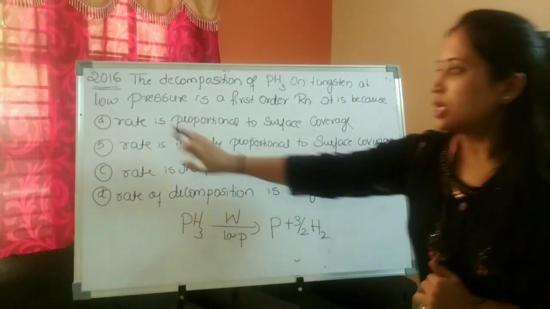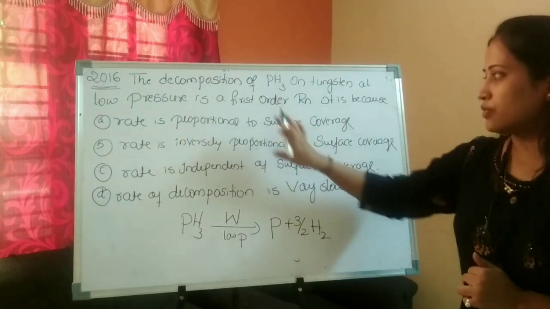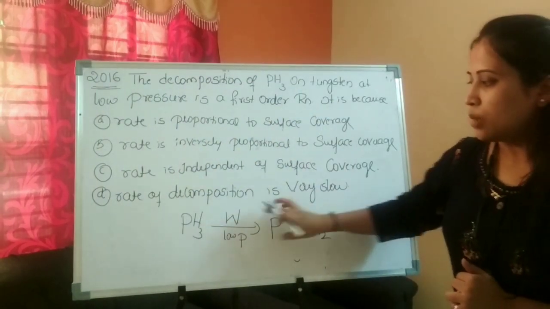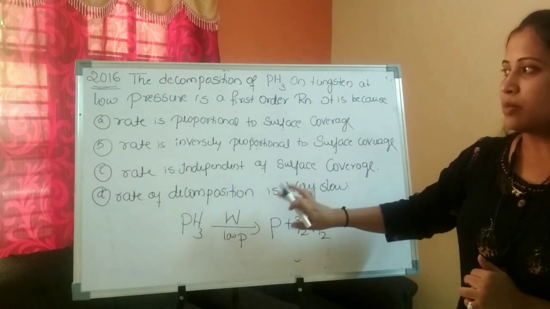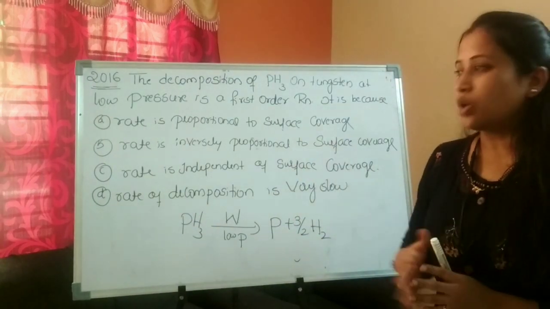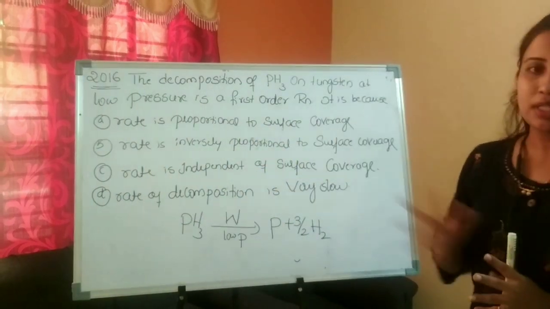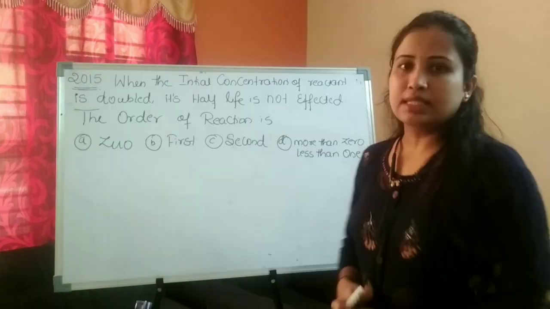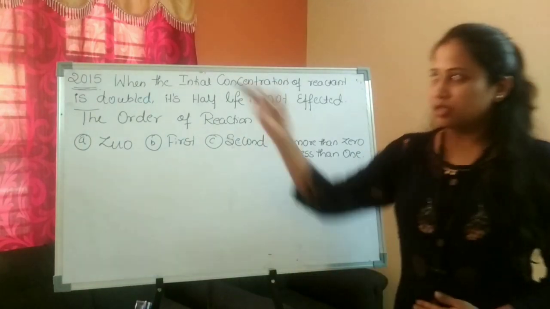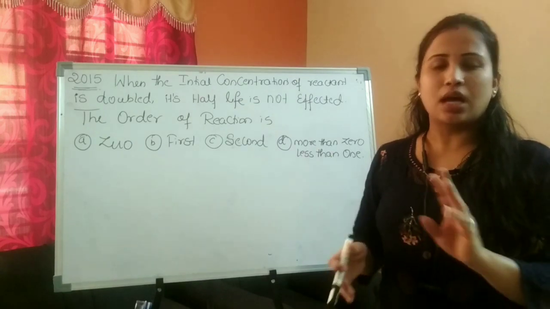At low pressure, the rate is proportional to the surface coverage. More the surface of tungsten is available, more will be the rate of a reaction. This is how you could solve in a simple way. So it is directly proportional to the surface coverage. Option 1 is the answer.